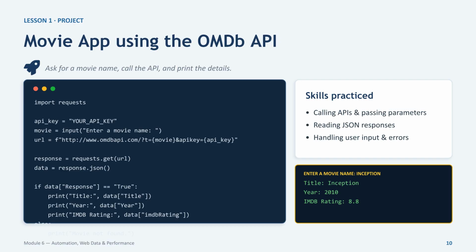For your project, try building a movie information tool using the OMDB API. You will handle user input, make requests, and display formatted results. This exercise will cement your understanding of parameters, JSON parsing, and basic error handling.